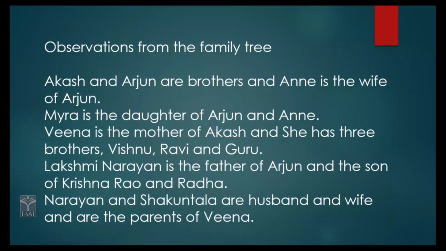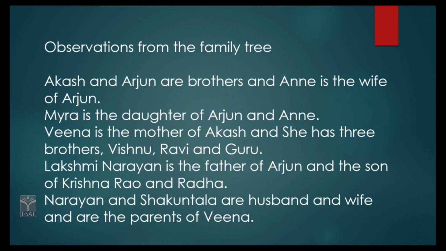What are those? Akash and Arjun are brothers. Annie is his wife. Myra is the daughter of Arjun and Annie. Veena is the mother of Akash and she has 3 brothers, Vishnu, Ravi and Guru. Lakshmi Narayan is the father of Arjun and the son of Krishna Rao and Radha. Narayan and Shakuntala are husband and wife and are the parents of Veena. These are the various relations in the family tree, correct?